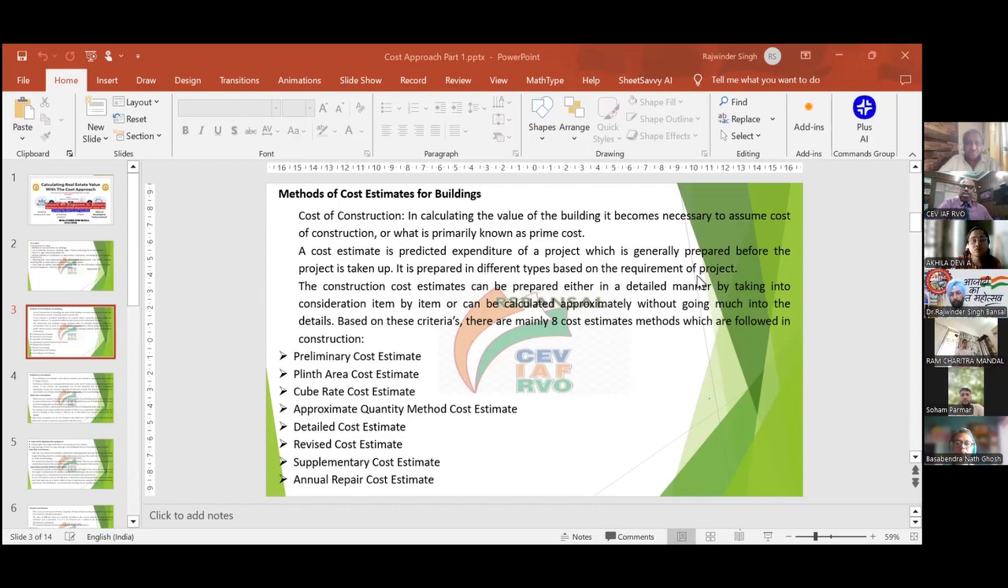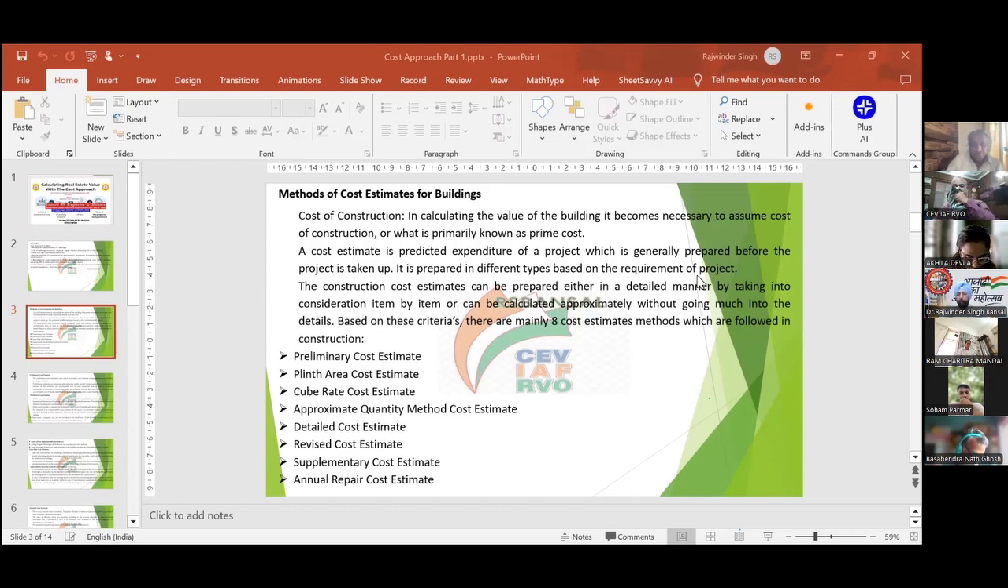As far as methods of cost estimates of the building is concerned, there are many methods which you can use for calculating the cost of construction of the building. Preliminary cost estimate, plinth area cost estimate, cube rate cost estimate, approximate quantity method cost estimate, then detailed cost estimate, revised cost estimate, supplementary cost estimate, and annual repair cost estimate.